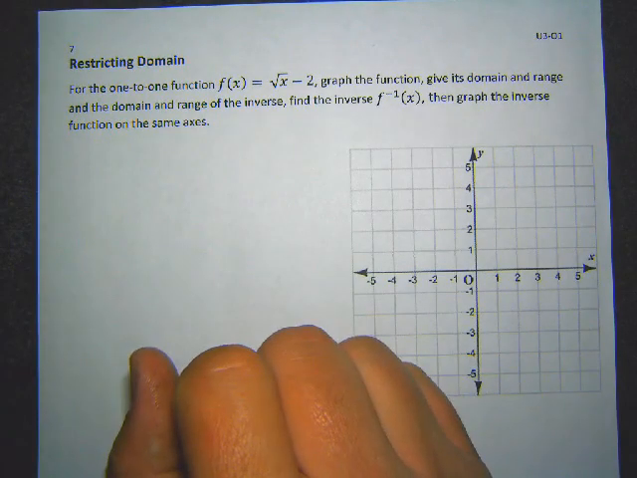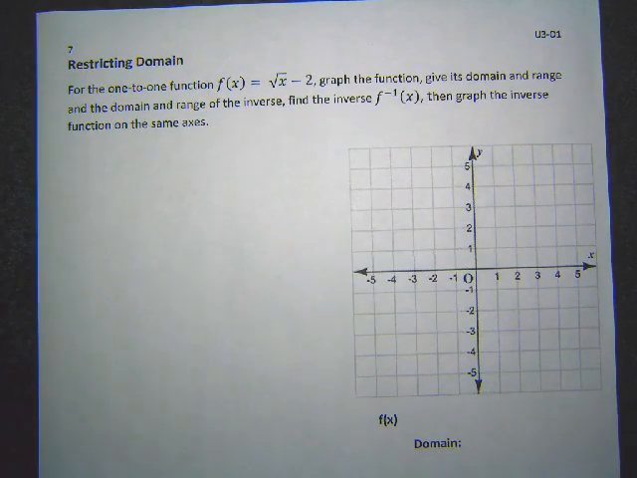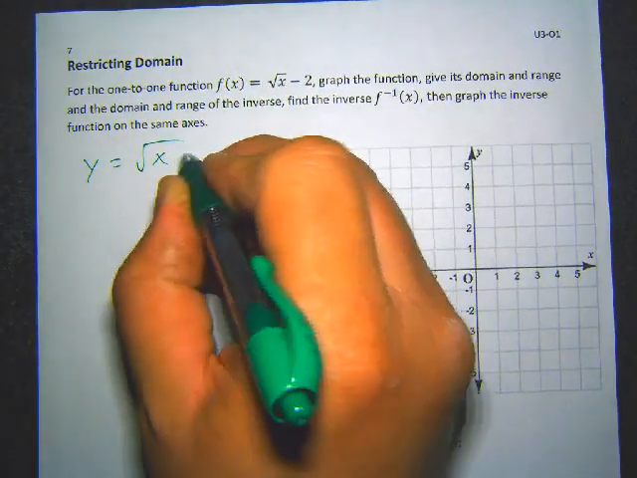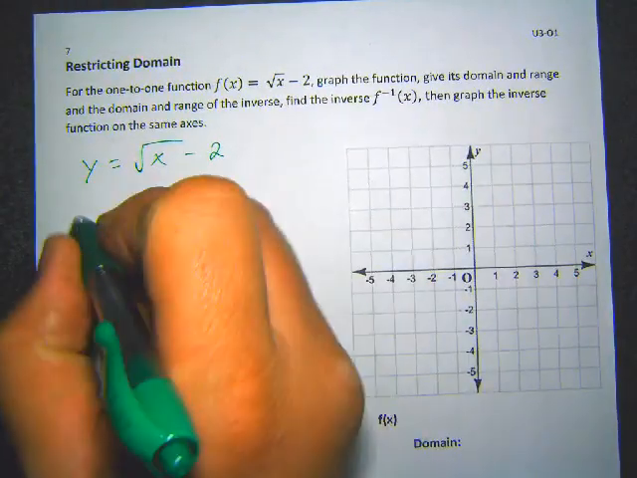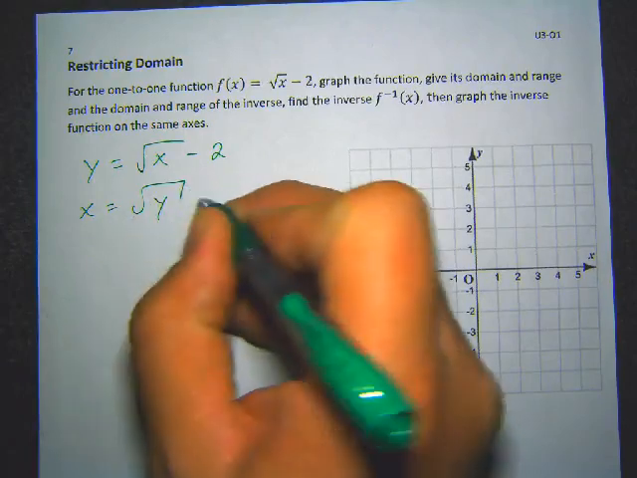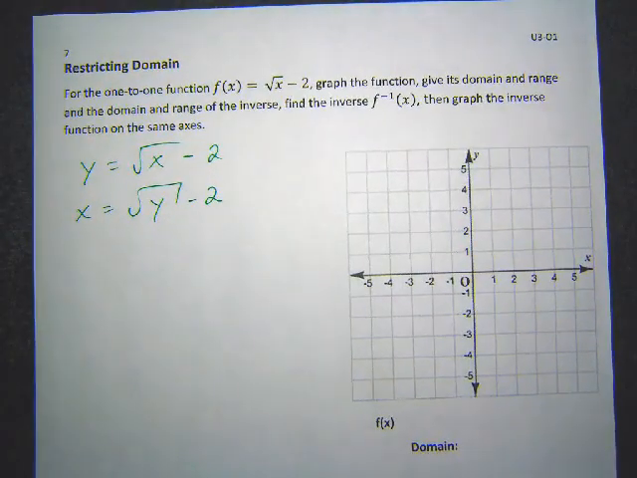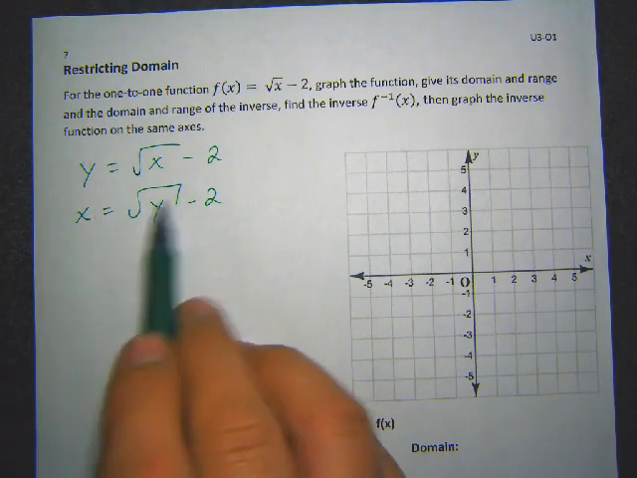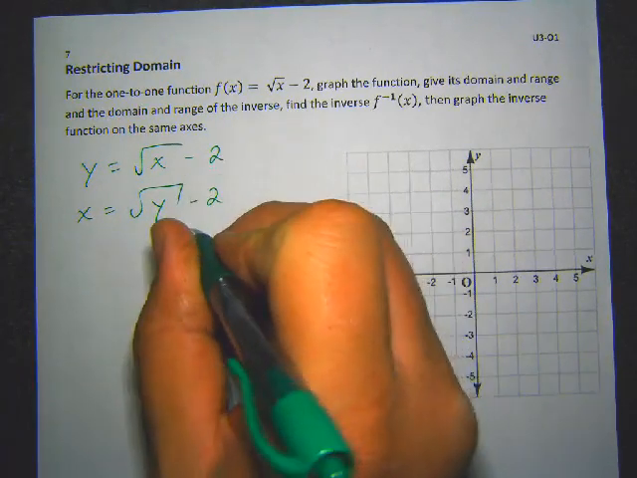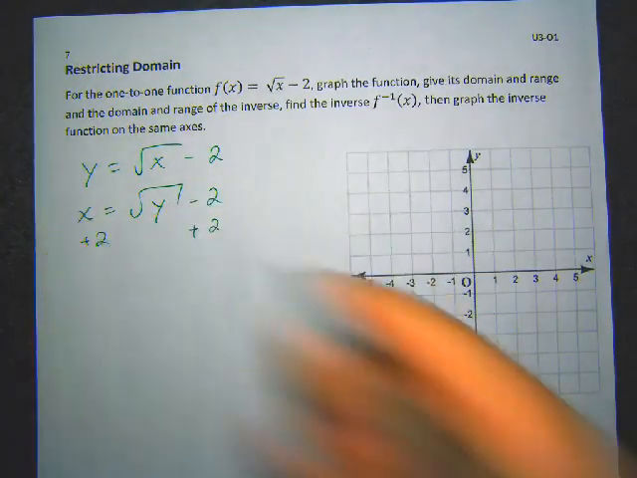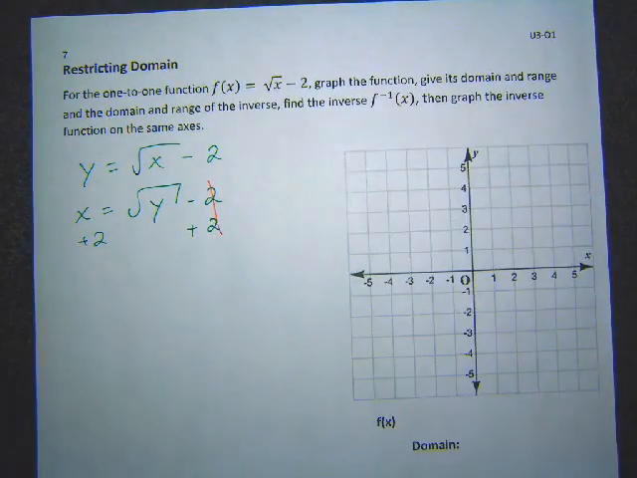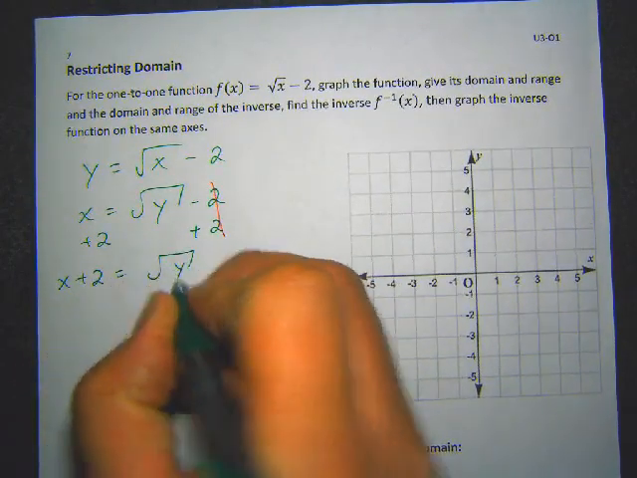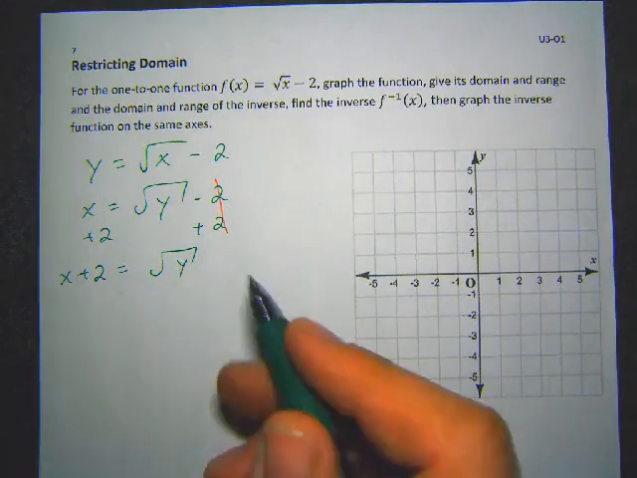To find the inverse, we're going to switch x and y like always. So first I'm going to write it as y equals square root of x minus 2, and then we'll switch x and y, so we get x equals square root of y minus 2. Now, to get y by itself, we have to get rid of this minus 2, so we're going to add 2 to both sides. You always want to solve for y to get the inverse. So we get x plus 2 equals square root of y. And now to get rid of the square root, we can just square both sides.